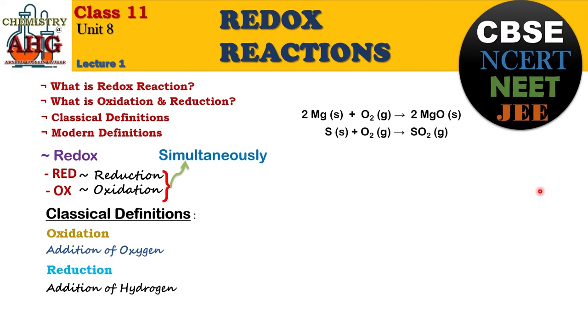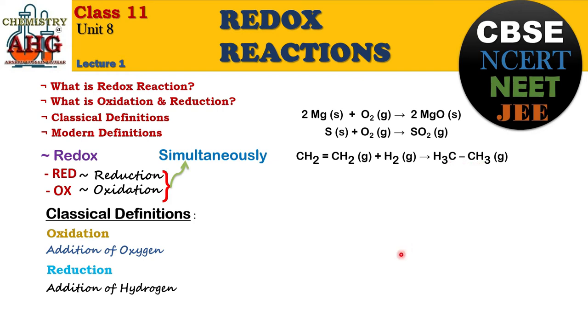A very simple example from your previous class, you can recall, is the addition of hydrogen to an alkene. Whenever we add hydrogen into an alkene, this addition of hydrogen is reduction. What you can see, hydrogen has been added, hydrogen has been gained. You can also see the number of hydrogen atoms has increased in this compound. In alkene, how many hydrogen atoms were present earlier? 4. But after the reaction, there are 6 hydrogen.